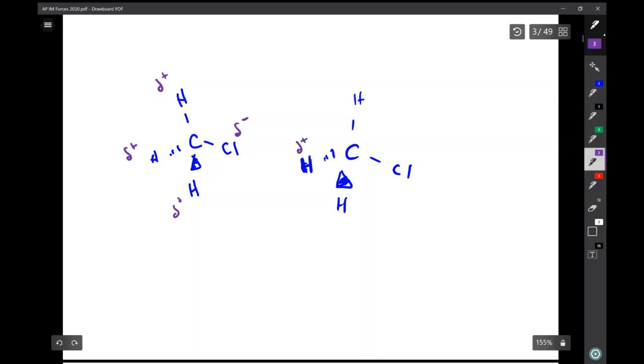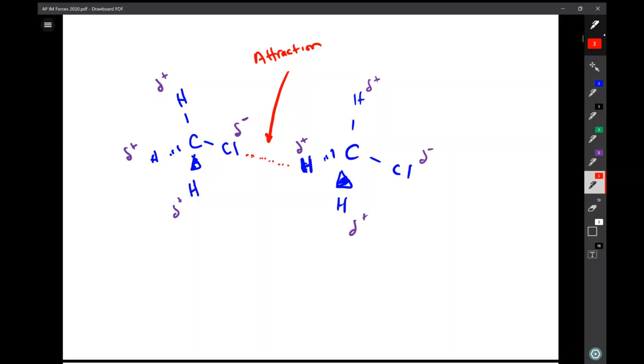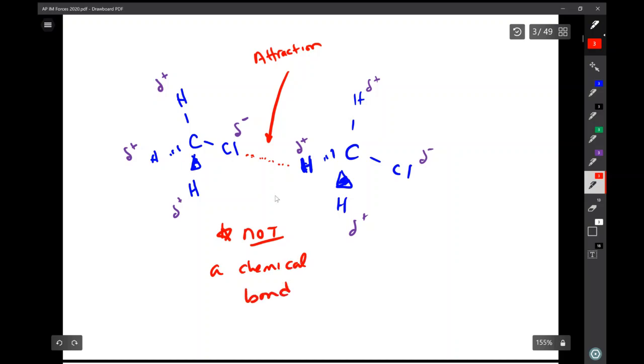Here's your positive hydrogens and your negative chlorine. As you see, as those two molecules get closer and closer together, there is an attraction. So that's your attraction there. The negative chlorine is attracted to the positive hydrogen, and they stick together, like magnets. The key here is this is not a chemical bond. There's no sharing of electrons.